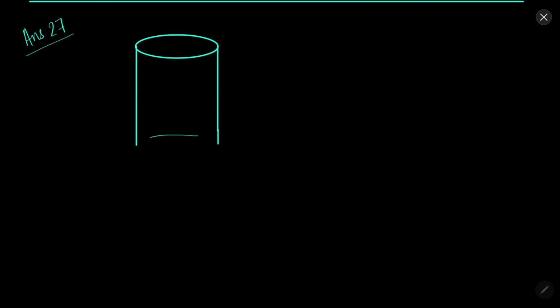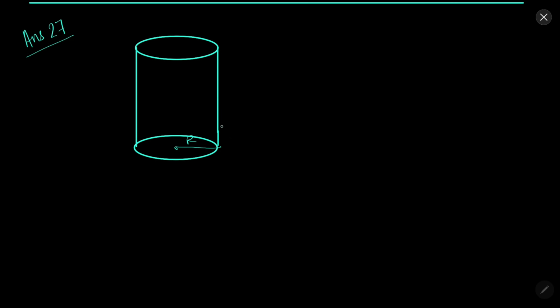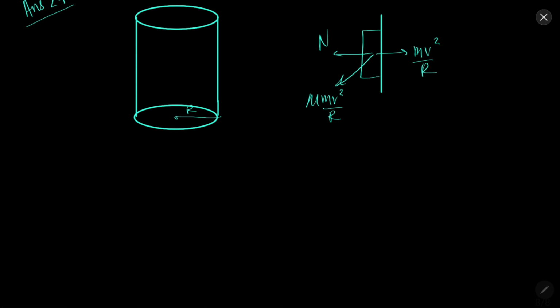So let's say this is the cylinder, radius r, and from the side the block will have something like this: mv square over r, normal force. So a normal reaction, obviously normal reaction is mv square over r due to the centrifugal force.